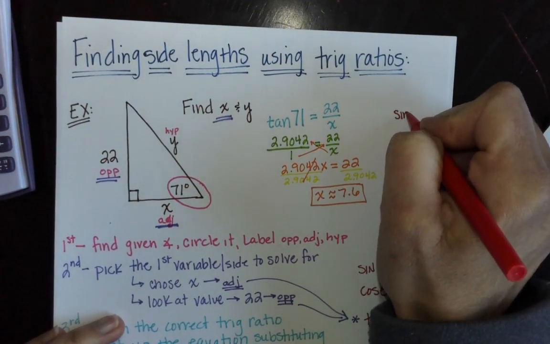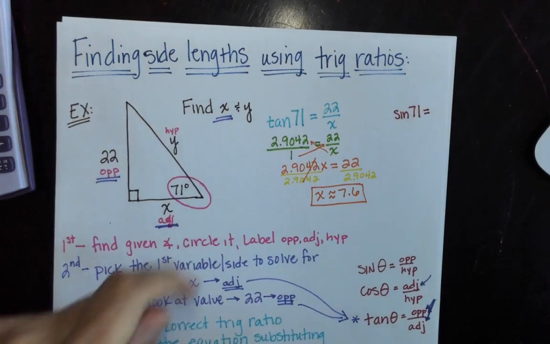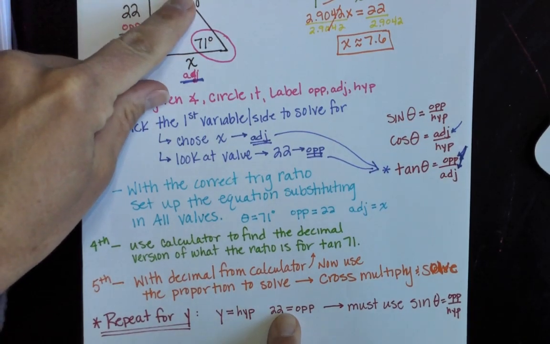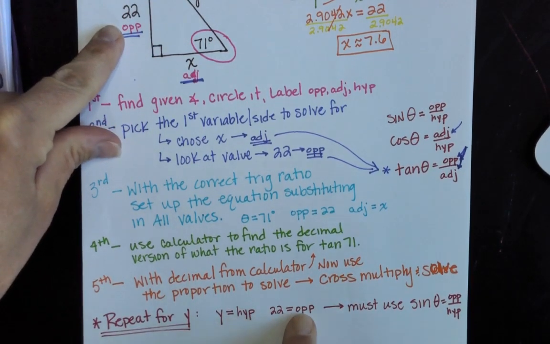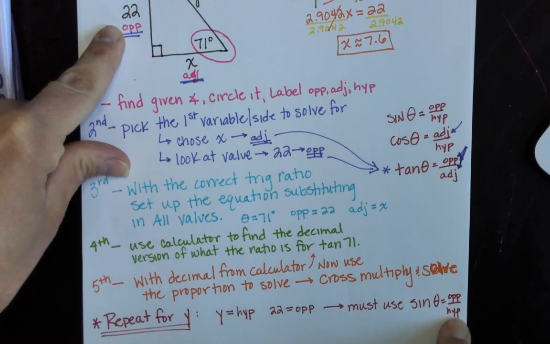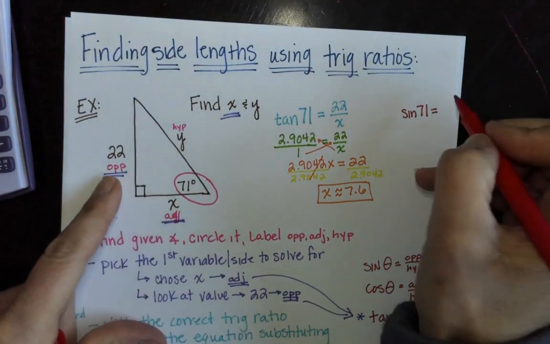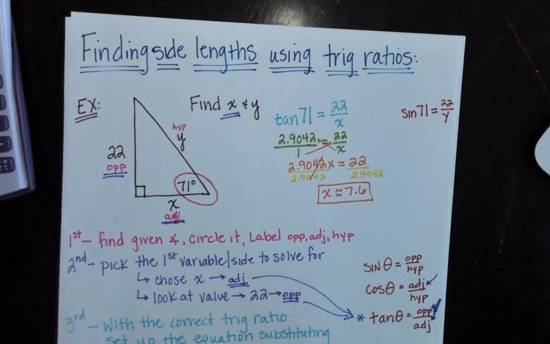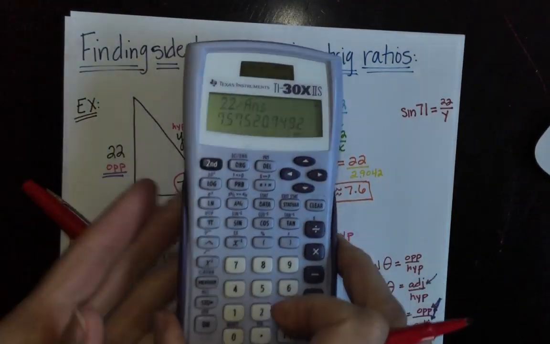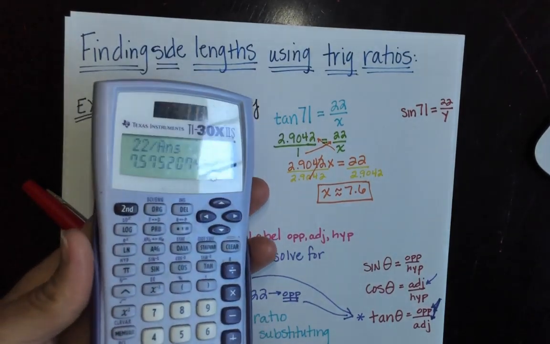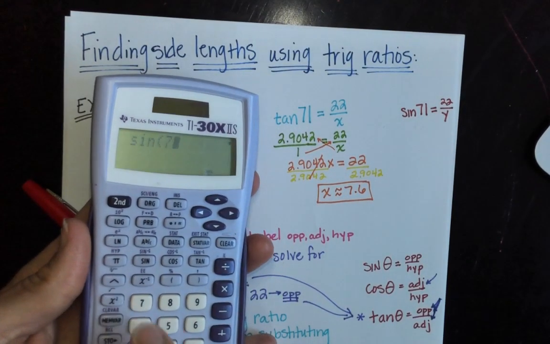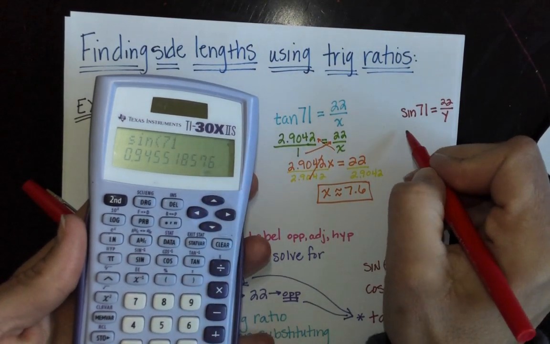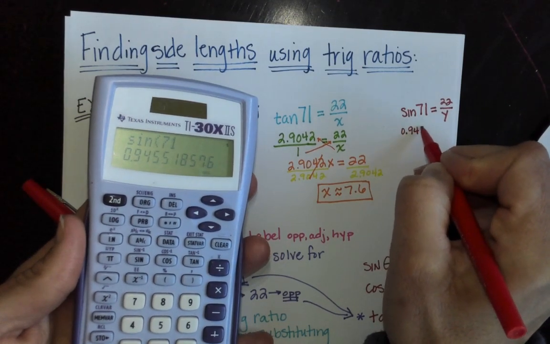So we have sine of 71 equals, notice it's not tangent anymore. We determined it had to be sine because our y is the hypotenuse, and the side given to me was opposite. So opposite and hypotenuse fit this formula. So opposite is 22, hypotenuse is y. I go to my calculator, and this time we plug in sine of 71. So I use this ratio. And again, we're going to write down just a few decimal places.